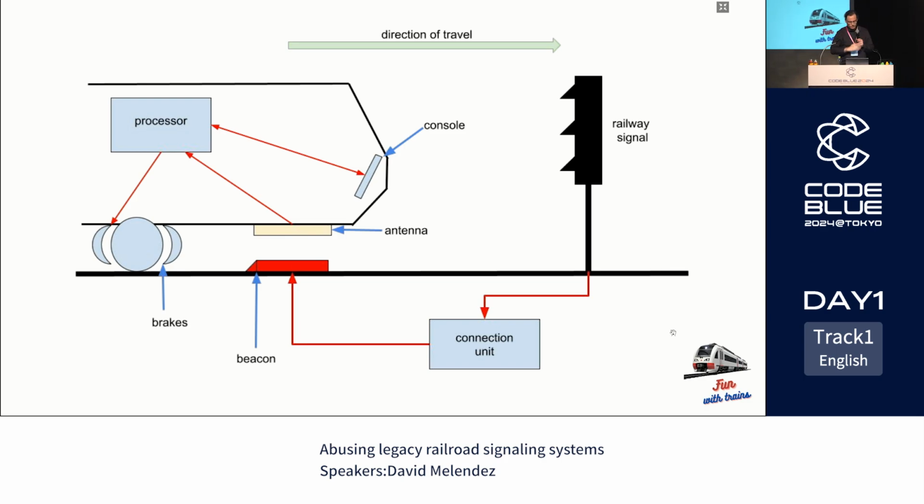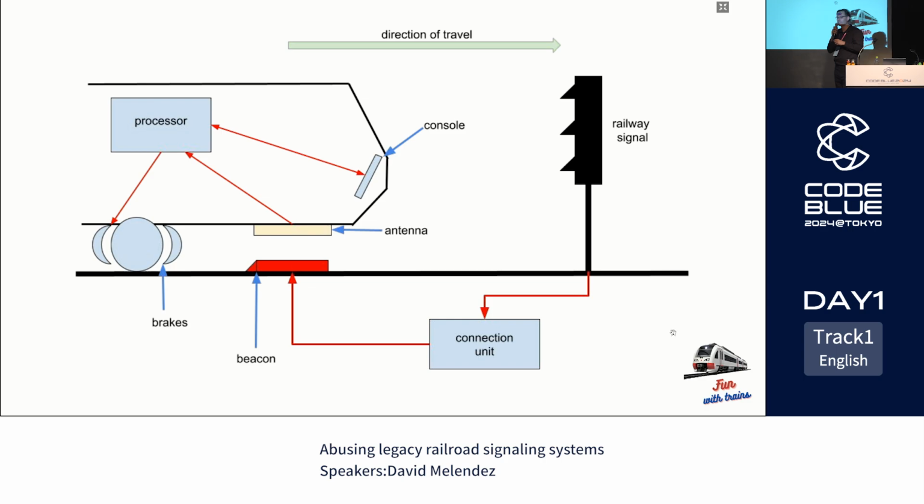So on the train, we have an antenna that catches the signal of the beacon, and a processor that catches that signal and interprets it, and it is sent to a console where the train driver sees that signal. The train driver has to acknowledge the symbol of the signal that the train driver sees.